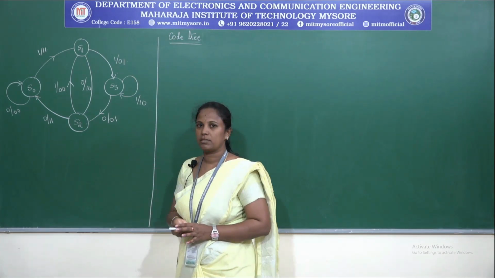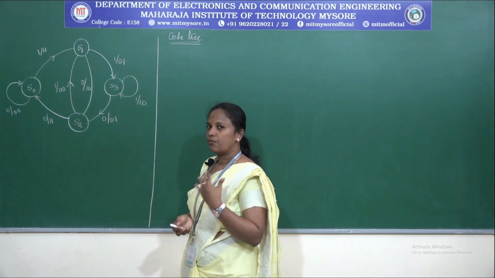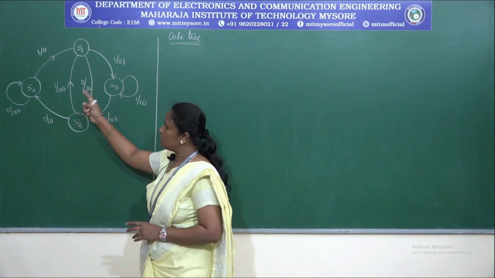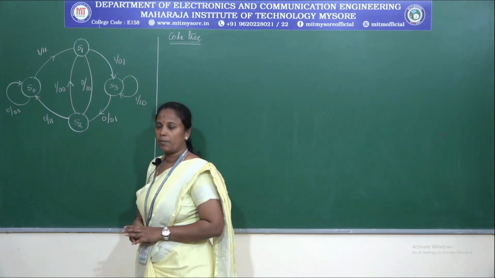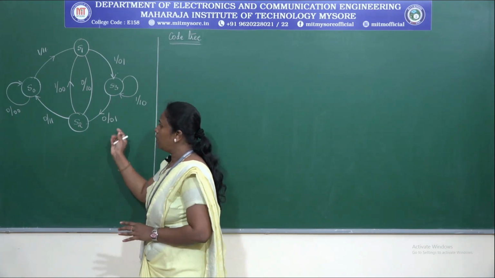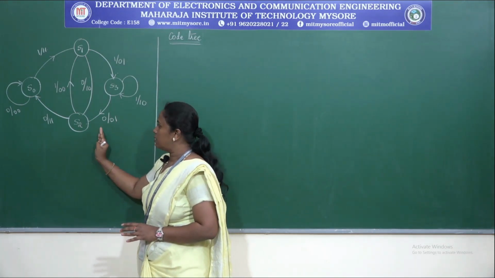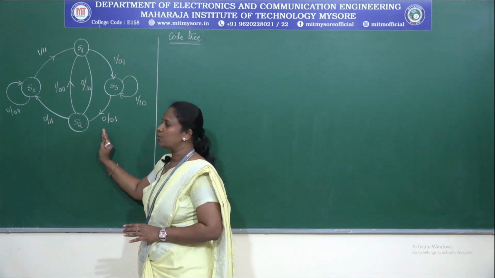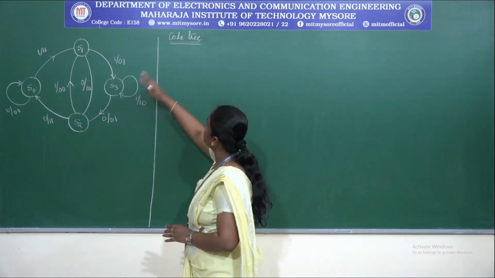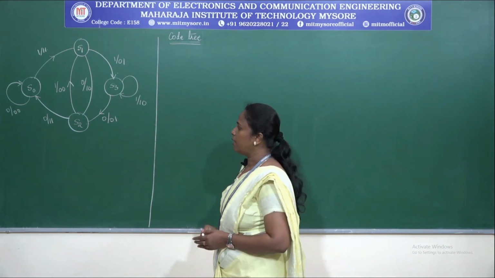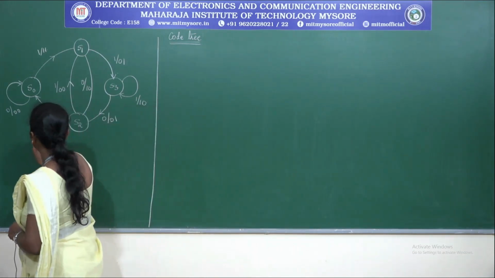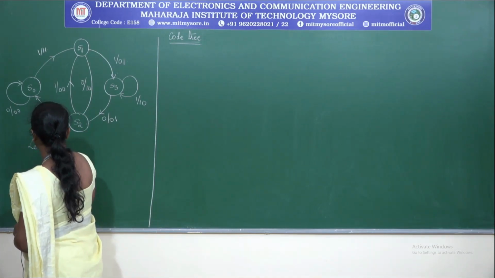Once we construct the state transition table, from the state transition table we are going to construct the state diagram. So this is how we construct the state diagram by looking into the state transition table. Now this is your state diagram. From the state diagram, we now need to transfer this state diagram into a code tree. For this, let us consider the message input, that is D.